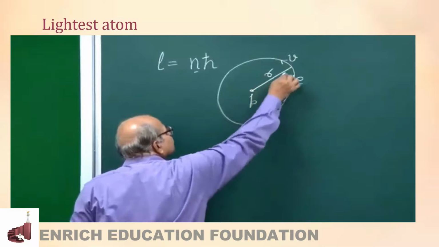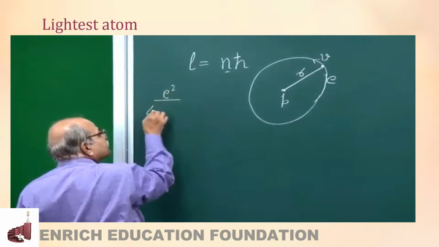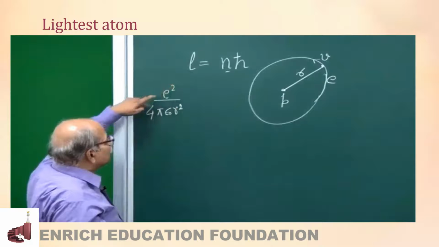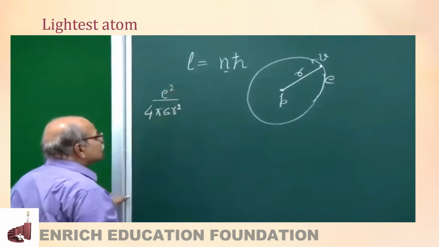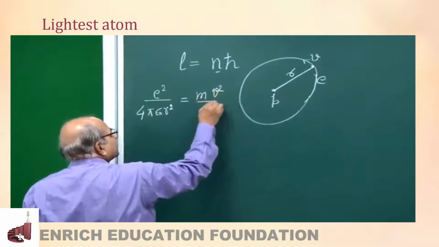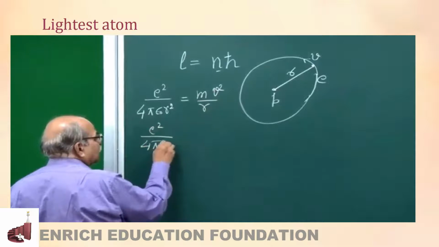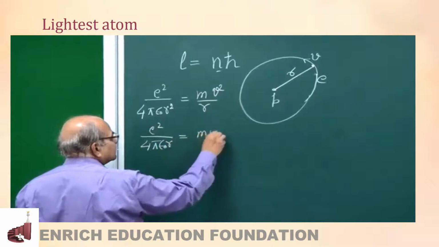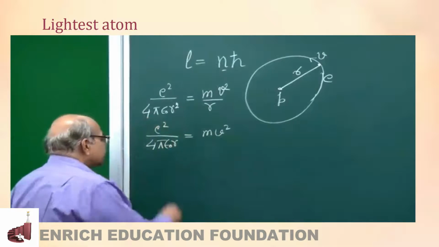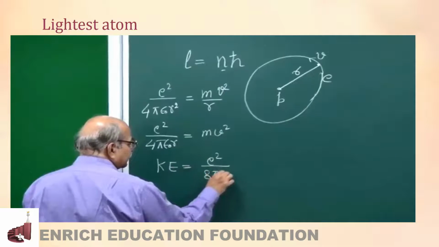The force towards the center is Coulomb's force, q1 q2 by 4 pi epsilon naught r square. So this is e square over 4 pi epsilon naught r square. This force should be equal to the mass of the electron times acceleration, which is v square divided by r. So you have e square over 4 pi epsilon naught r equal to m v square. So you can write kinetic energy, half m v square, in terms of r.